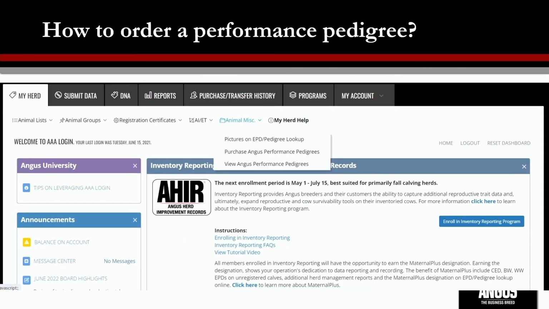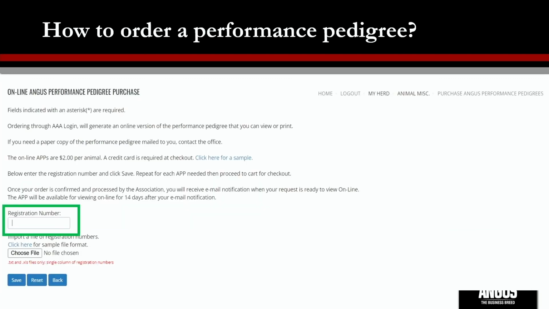So understanding what is on the performance pedigree, you may ask the question of, well, how do I order a performance pedigree? If you navigate to AAA login, go to My Herd, the Animal Miscellaneous folder, and go to Purchase an Angus Performance Pedigree, it'll bring you to this screen. You can enter in the registration number of an animal you'd like to purchase the pedigree for. It's $2 per animal, and then click Save. From there, you'll navigate to your checkout cart, check out your cart, and then you'll receive an email once your request is ready to view.